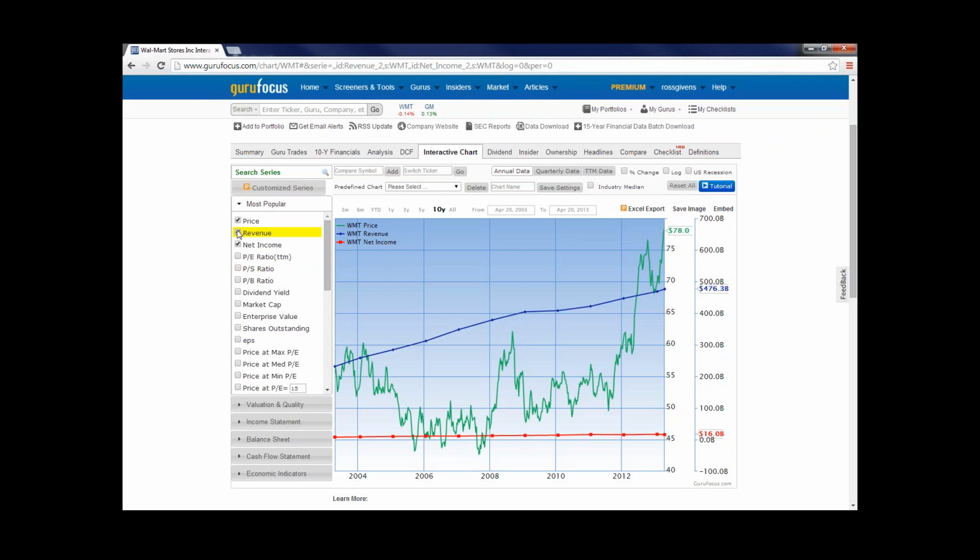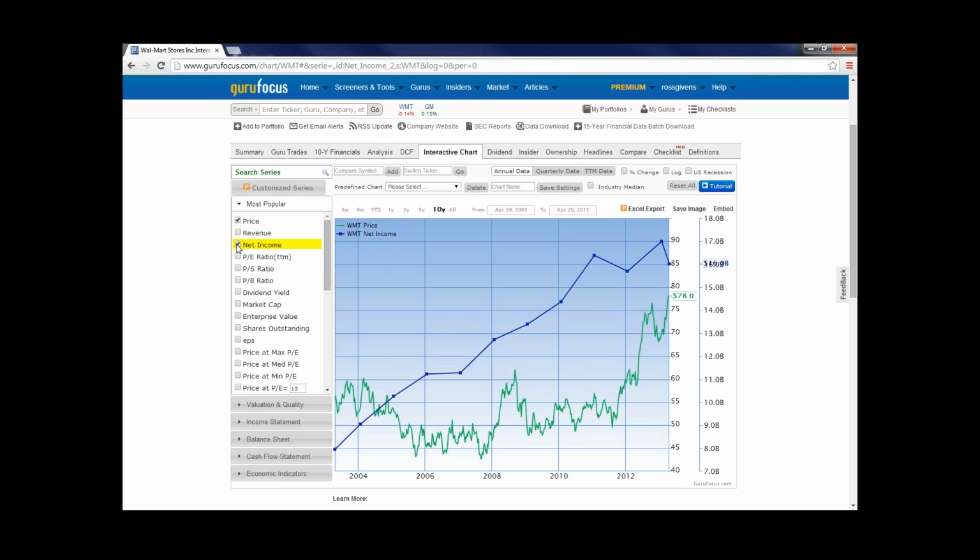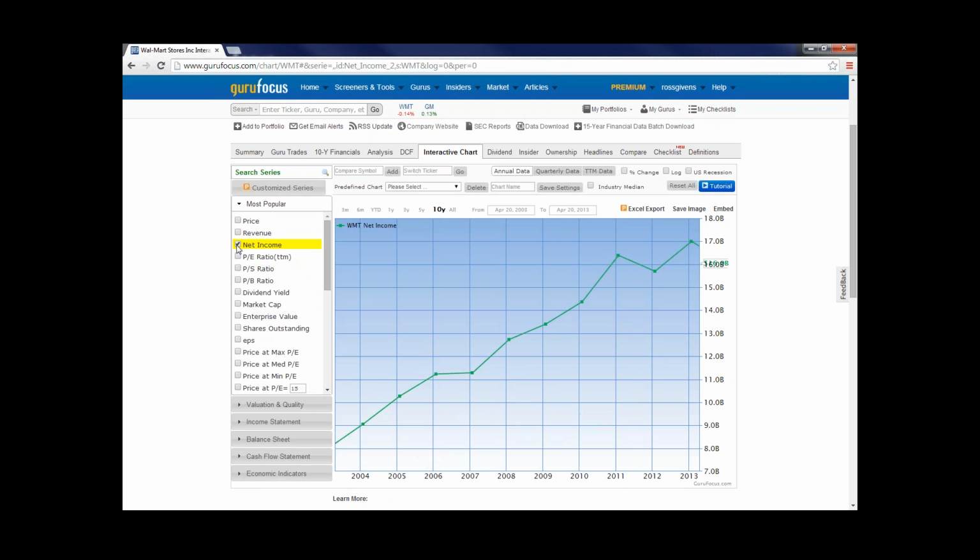But if we take the revenue off and take the price off, then we get a much clearer image of that net income over the last 10 years.